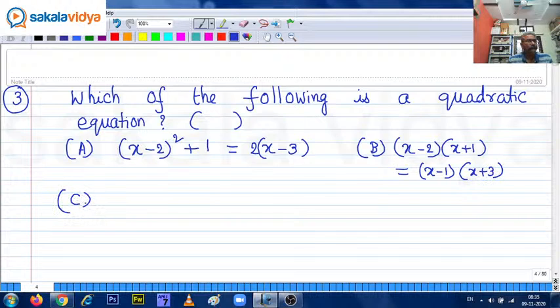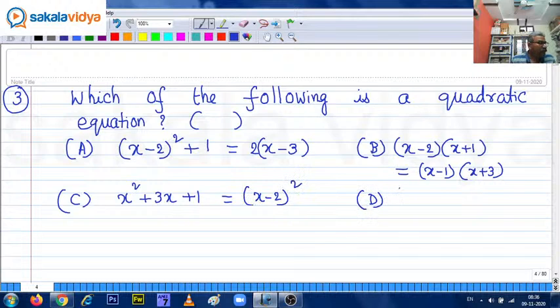Option C, x square plus 3x plus 1 equal to (x minus 2) whole square. Option D, x to the power of 4 minus 1 equals to 0.